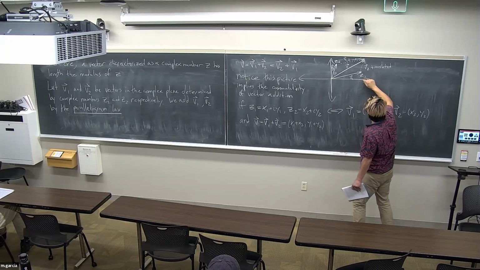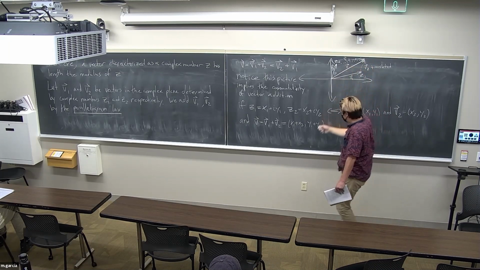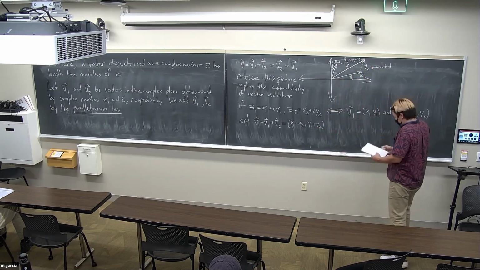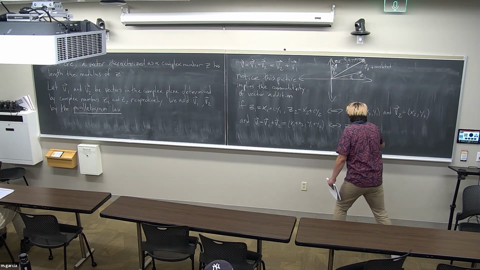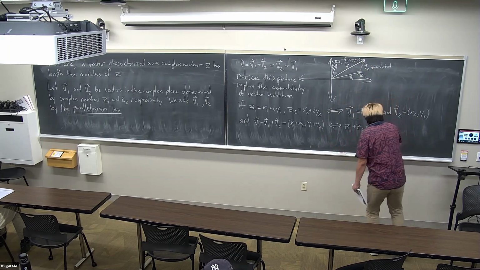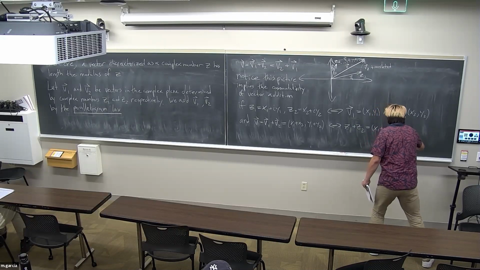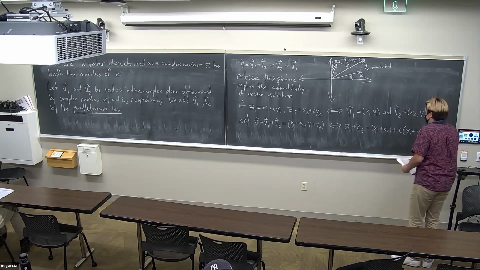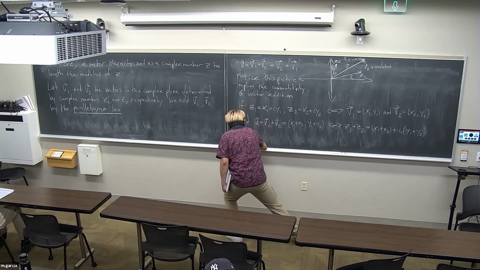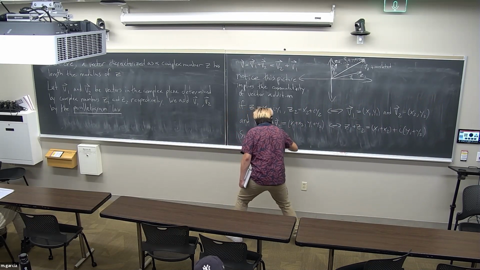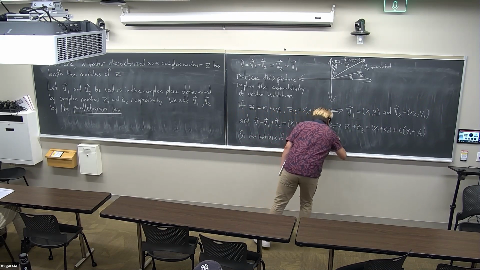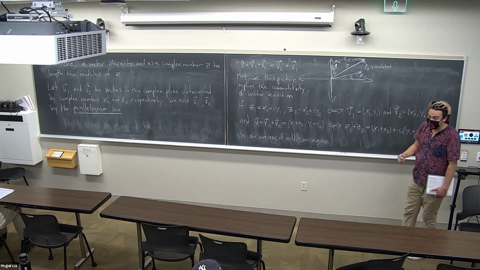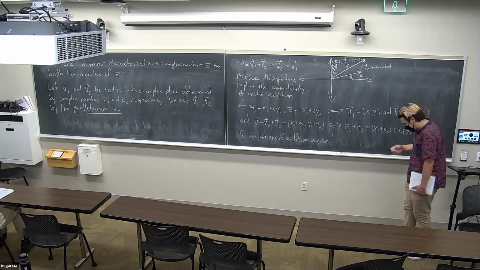Same for the vertical component, right? First I go up the amount to get to v1, and then up however much I went to get to v2. So that's how I get y1 plus y2. Okay? So, of course, this is just equivalent to the algebraic definition we gave for the sum of complex numbers. So our notions of addition agree. Great.